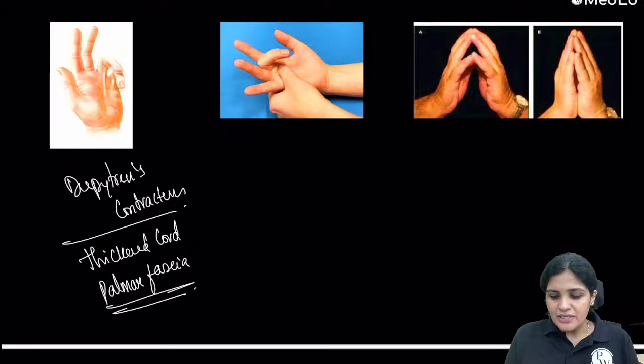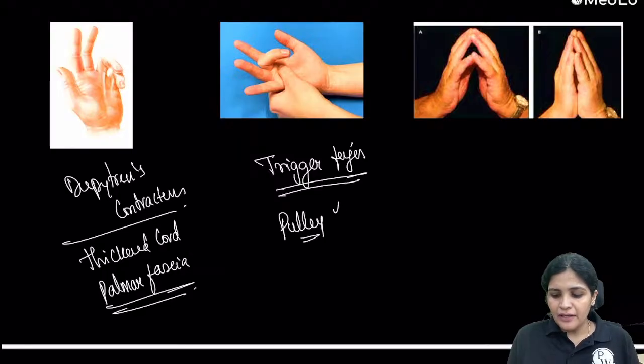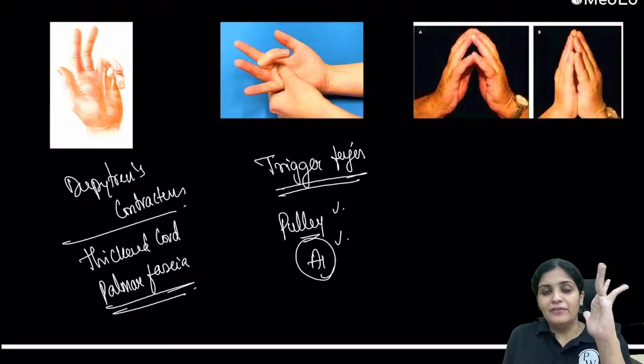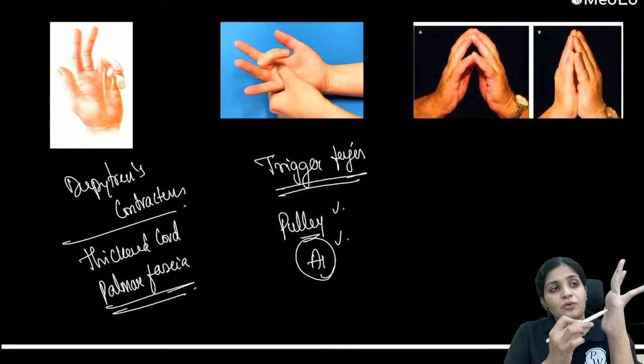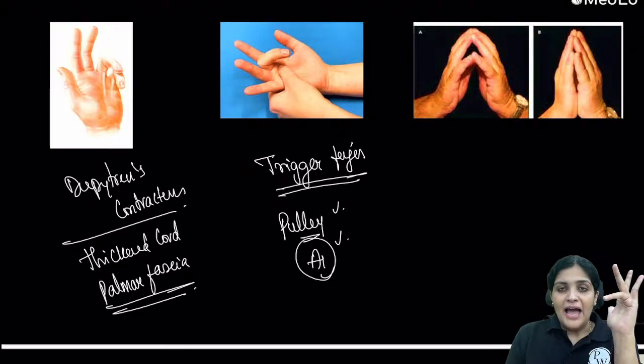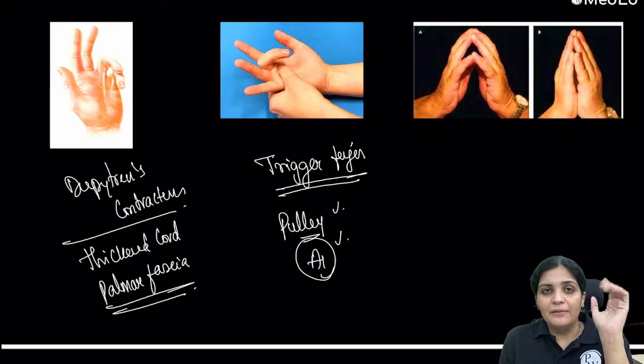Okay, and what is this? This is your trigger finger. Trigger finger is nothing but a problem in the pulley, especially the A1 pulley. The tendons go through the fingers like this, and here there will be pulleys. These are the areas where the pulleys are present. As the tendon passes through the pulley, because of the tightening of the synovium there, it produces a sound. That is called triggering. So that is your trigger finger.